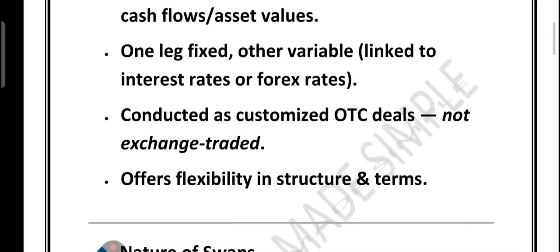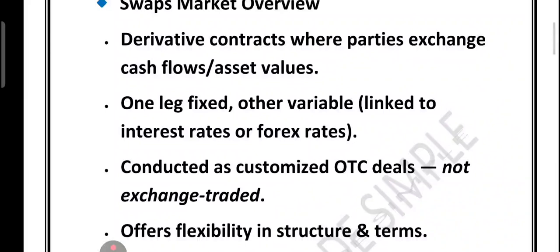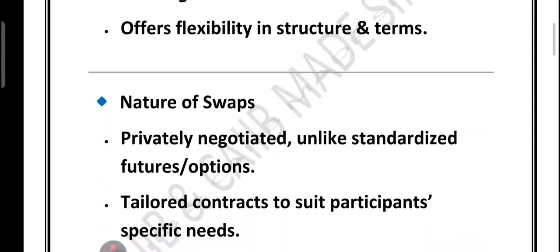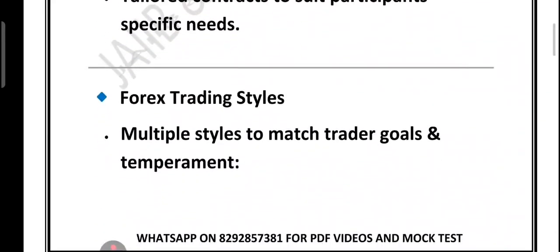So friends, some points related to swaps: it is a derivative contract for exchanging cash flows or asset values. One leg is fixed, the other leg is variable. It is an OTC deal, which means not traded on an exchange, and quite flexible and customizable to suit both parties. Now friends, the nature of swaps, which I just told you.